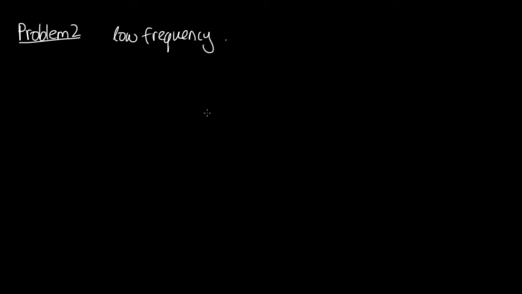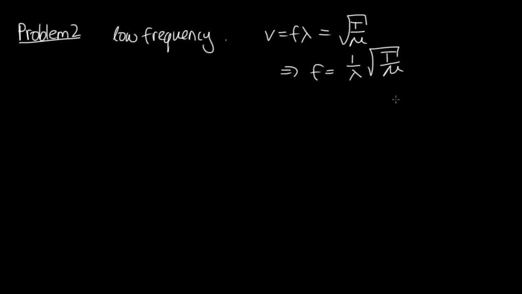And we know that v is equal to fλ, and v is also equal to the square root of the tension over the mass per unit length. And so this tells us that the frequency is equal to 1 over the wavelength times the square root of the tension over the mass per unit length. Now, if we have a heavy wire, then it is going to mean that μ, the mass per unit length, is large. And if μ is large, it's on the denominator in this fraction here. So that's going to give us a small value here, so a lower frequency.